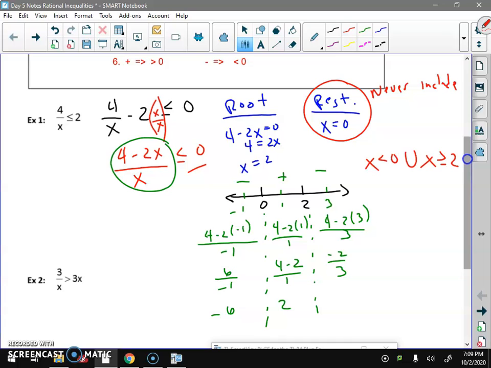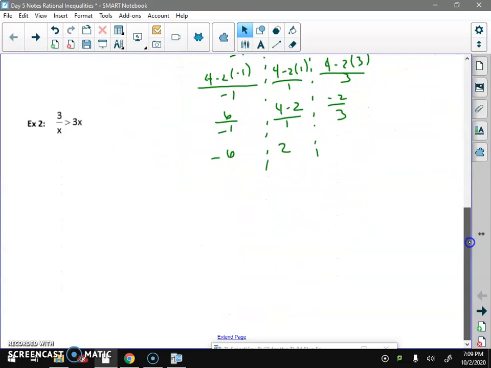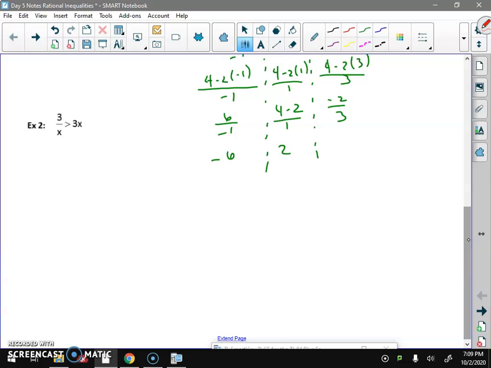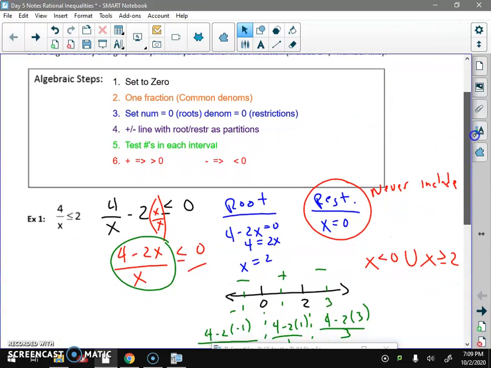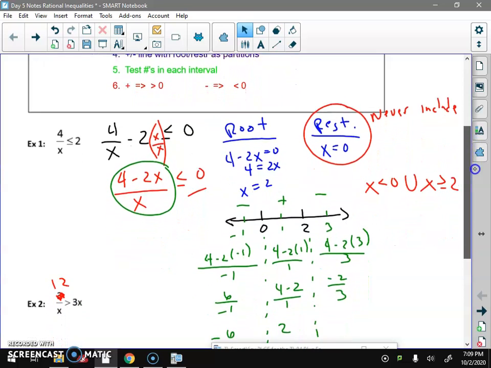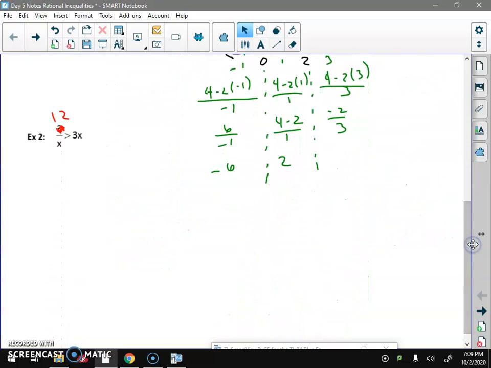So a new question, that is a rational inequality solved analytically. Sorry, I have a bad Smart Notes. That's not a 3, that's a 12 in your example. But we're going to do the same thing. Let's go back to our top. Set to 0, one fraction, numerator to 0, denominator to 0. That gets our partitions.